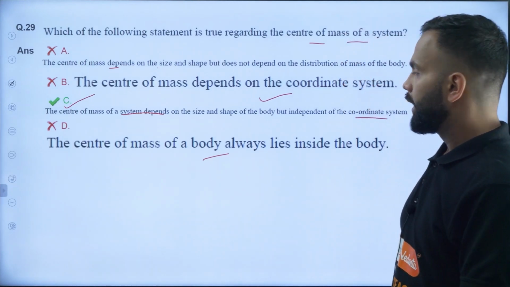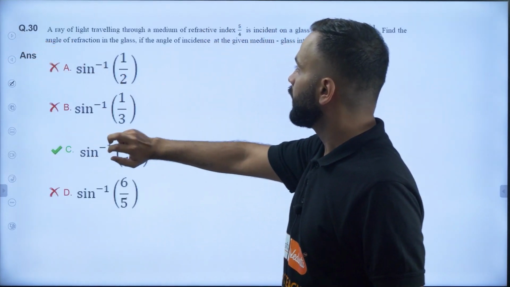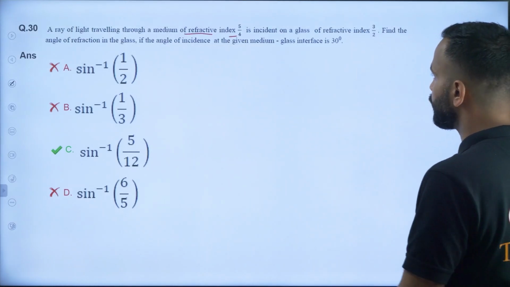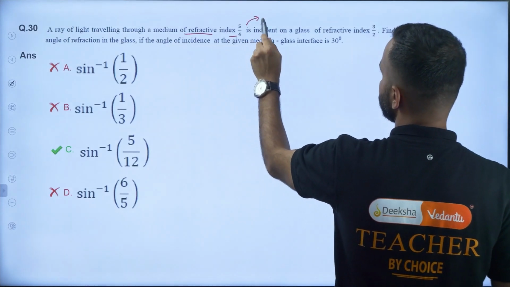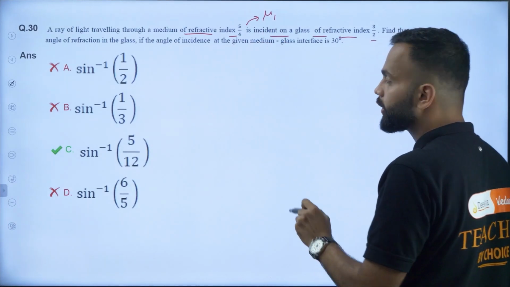Next question, question number 30. The ray of light traveling through a medium of refractive index 5/4, so mu1 is equal to 5/4, is incident on a glass of refractive index 3/2, that is mu2.